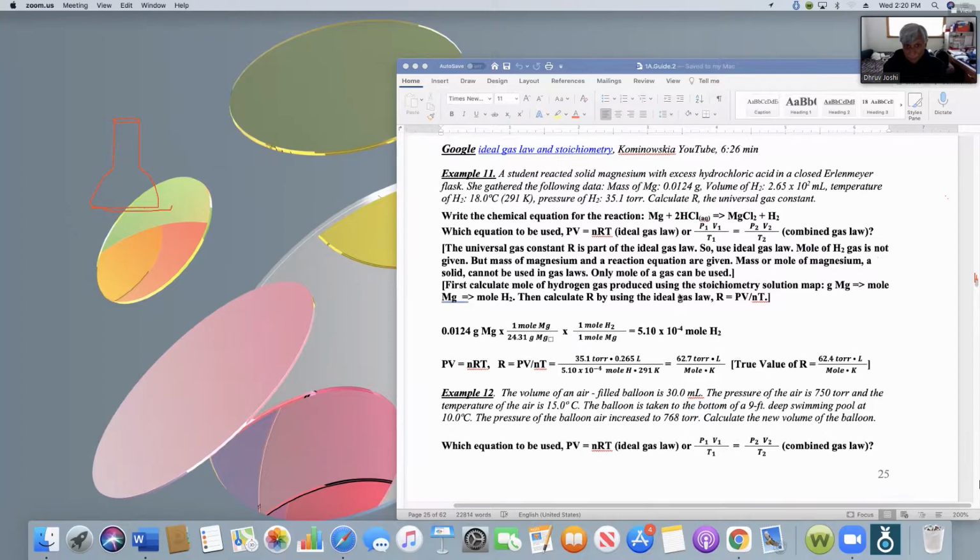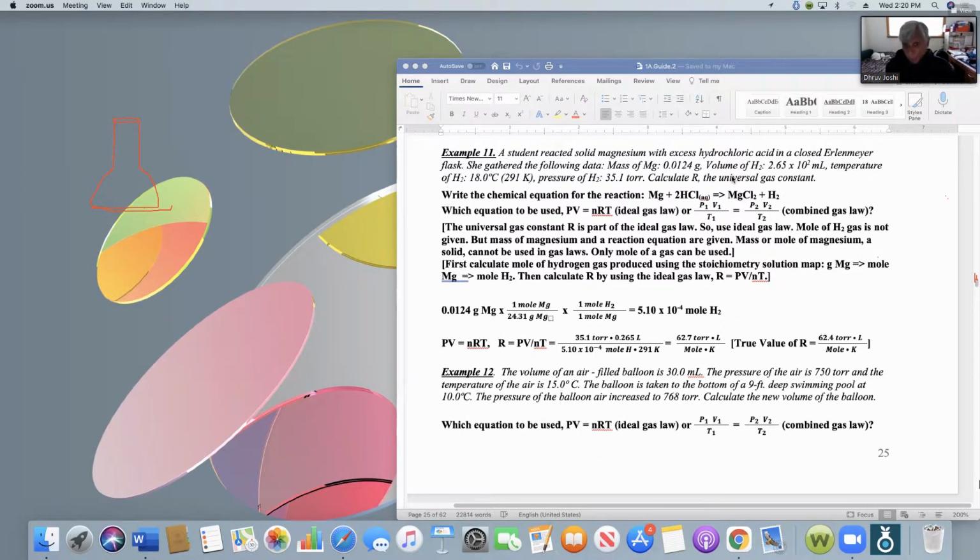Example 11. A student reacted solid magnesium with excess hydrochloric acid. Whenever there is a reaction happening, the first thing you do is write the chemical equation for the reaction. So we have that chemical equation here. She gathered the following data: mass of magnesium, volume of hydrogen. So hydrogen was produced. How much hydrogen was produced when 0.0124 gram magnesium was reacted with hydrochloric acid? That's the question.